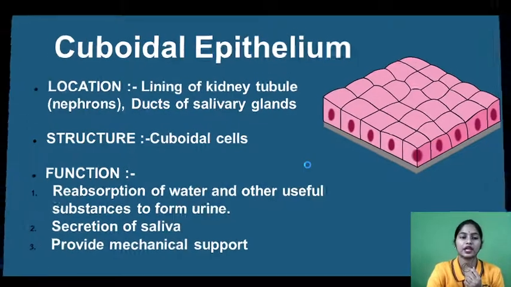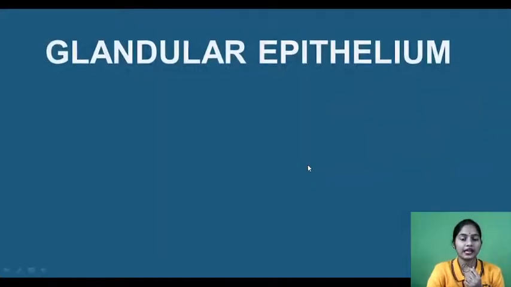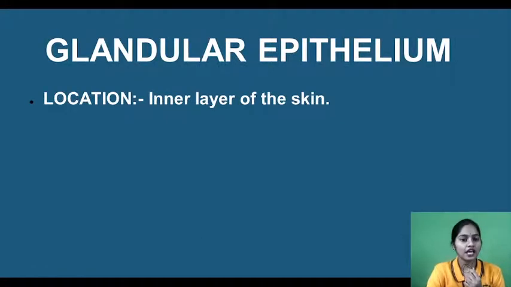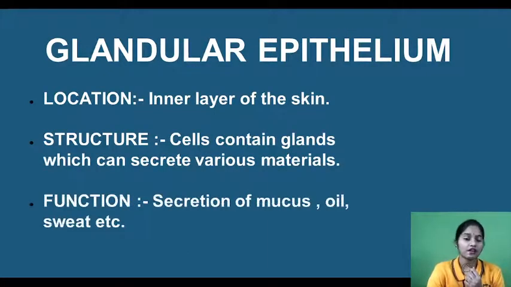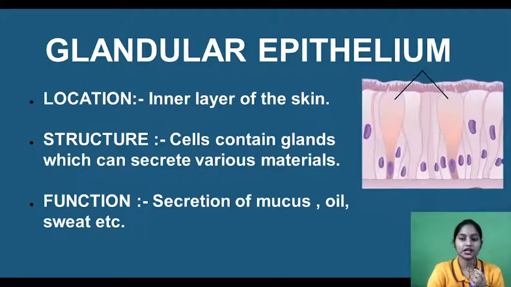Now moving to the next, glandular epithelium. Where are they located? They are located in the inner layer of the skin. Structure: cells contain glands which can secrete various materials. Function: as they are glandular, they are glands. So what will they help with? They will help in the secretion of mucus, oil or sweat. Right? See, these are the glands. These are the glandular epithelium, in which there will be certain secretions. They will secrete various materials.